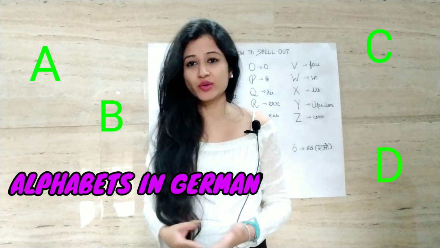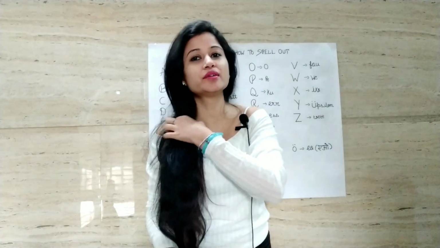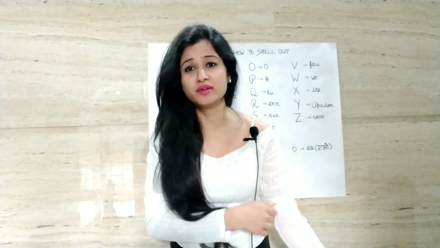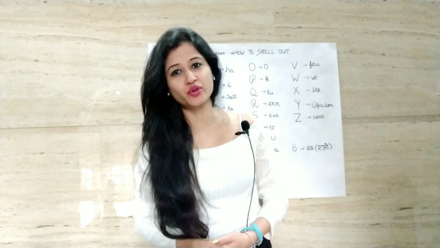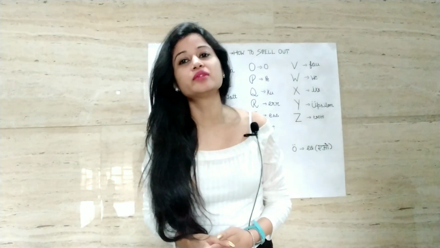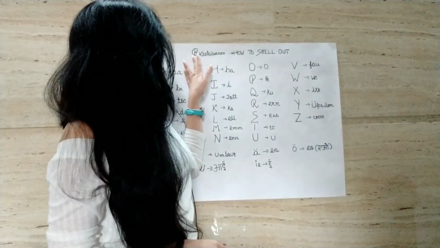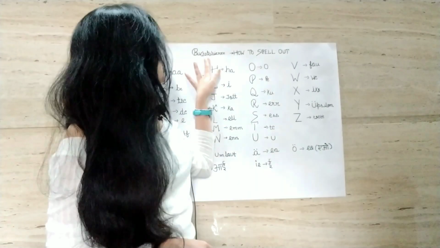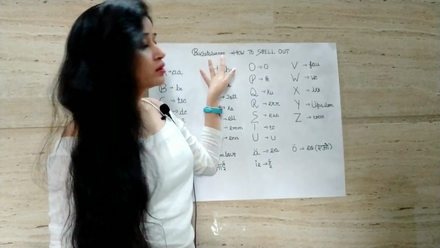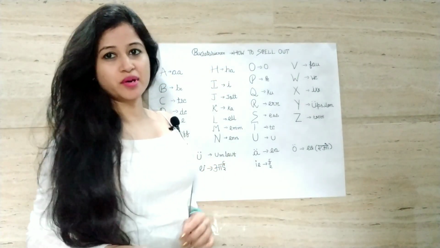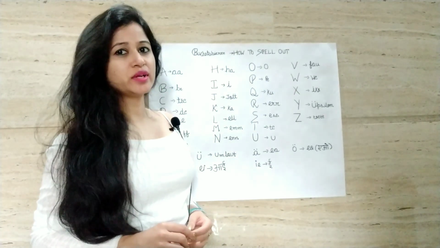So guys, now let's start with the alphabets that we use in our German language. First we should know what we say for how to spell out in German. What is the word that is used for how to spell out something in German? It's known as Buchstabieren. To spell out something is known as Buchstabieren in German language. Okay. So now let's start with the alphabets.